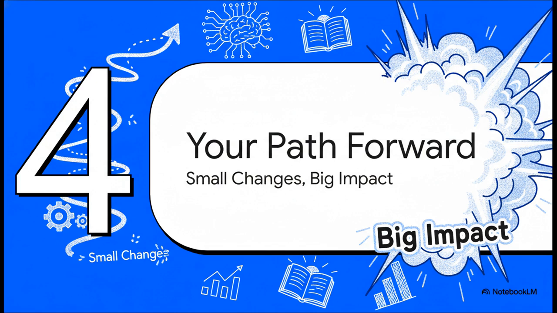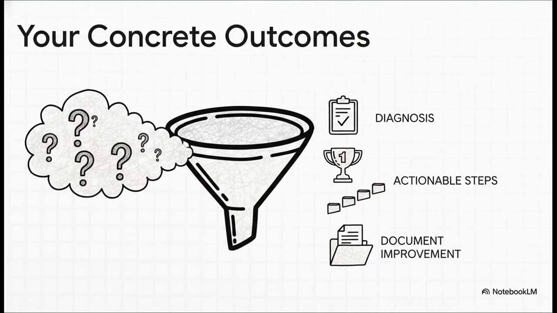What does your path forward look like? Because this playbook is all about making those small, smart changes that can have a really big impact on your students. After you run this audit, you're not going to be left with a bunch of vague ideas. You're going to walk away with very concrete things. You'll have a clear diagnosis of what's working well and what isn't. You'll get a priority list, so you know what to tackle first. You'll have specific, actionable steps to take. And you'll even have a simple way to document the improvements you're making.